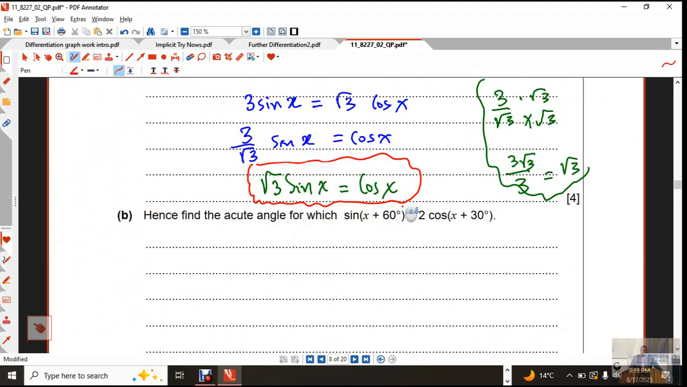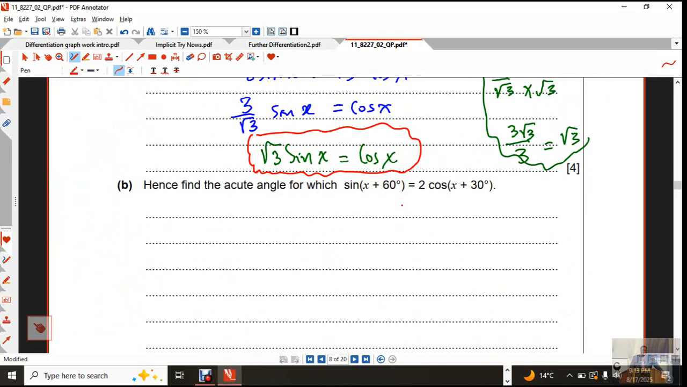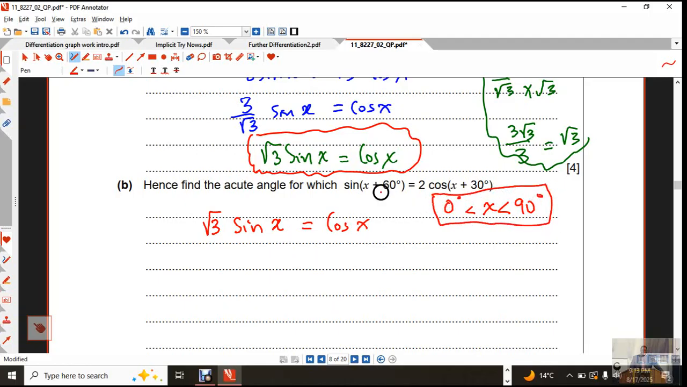Right, let's go to the B part. Now, it says hence, which means we are supposed to use that. Find the acute angle for which root 3 sine x is equal to cos x. So we're going to find the acute angle. That means that angle is between 0 degrees and 90 degrees. That is an acute angle. We are going to find that angle x. Everything is in degrees, so we're going to work with degrees.